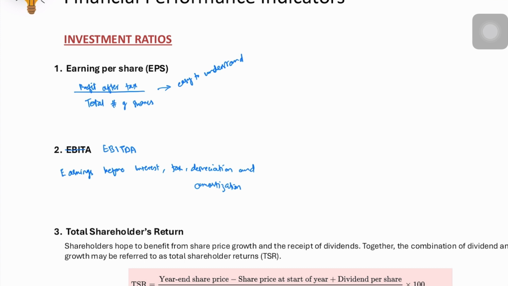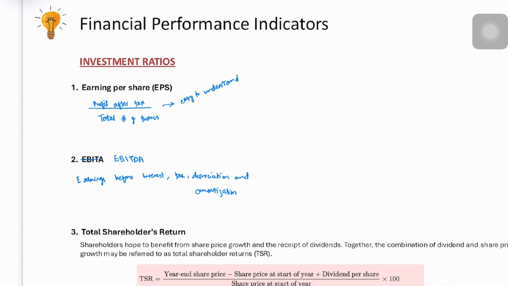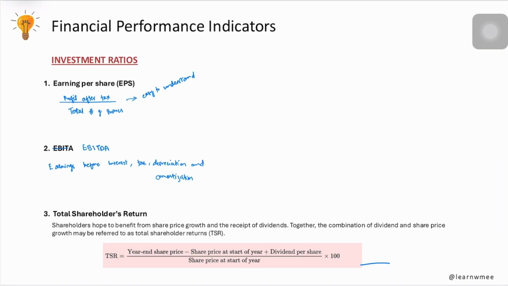Total shareholder return. Shareholders hope to benefit from share price growth and receipt of dividends. Together, the combination of dividend and share price growth may be referred to as the total shareholder return, and this is the formula that is used for it. It's not a part of the syllabus, some people say, but if you want some professional marks, then this could be a great ratio, especially if you have the data available.